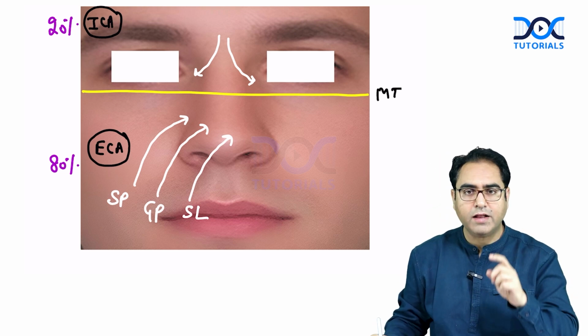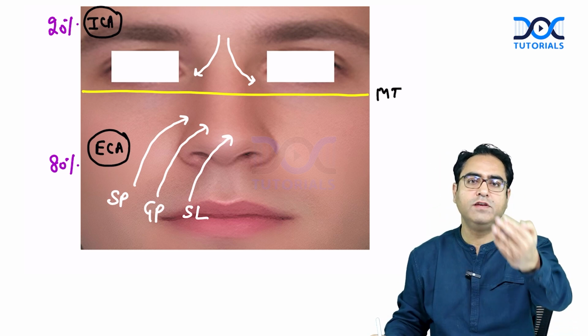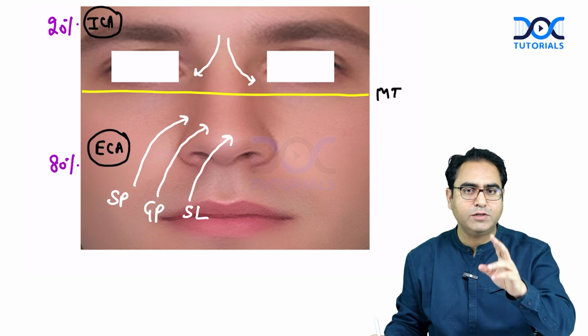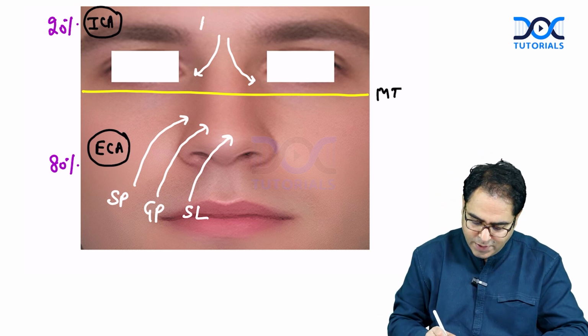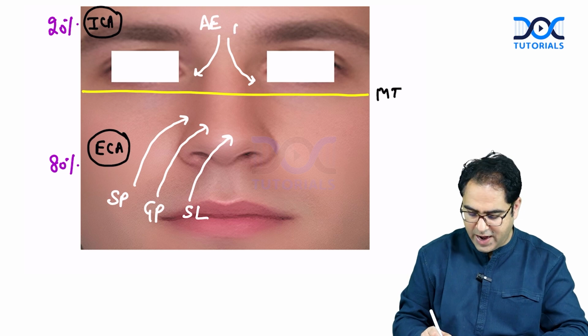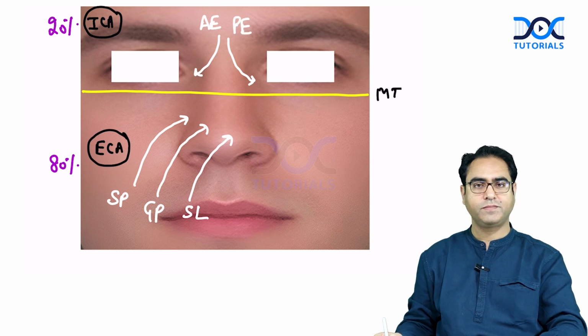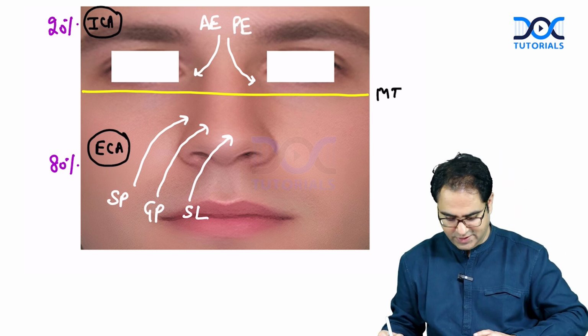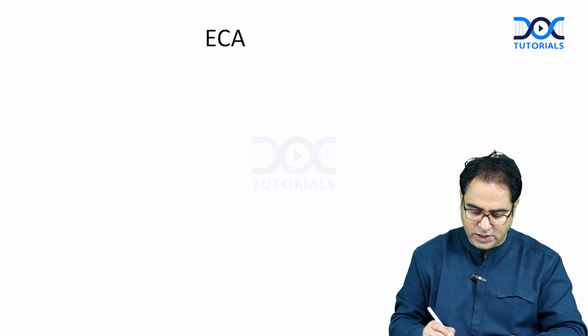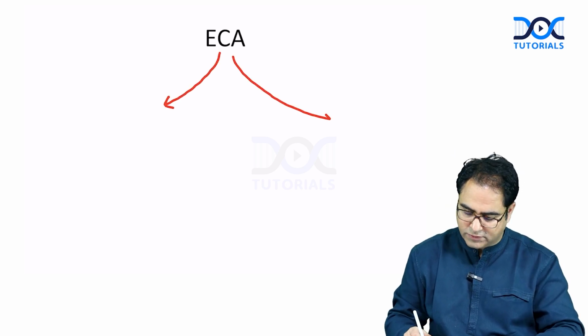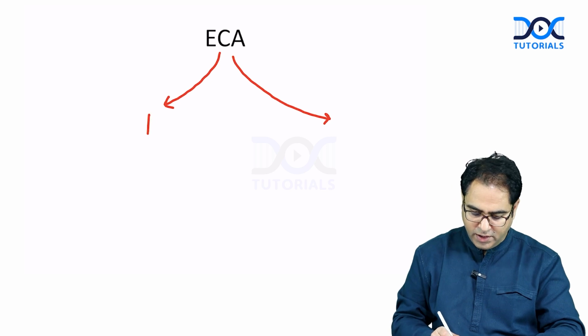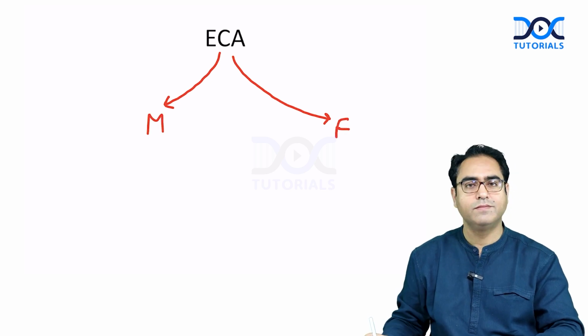Now, let us guess the 2 branches coming from ICA circulation. Anybody, which bone is between 2 orbits? Yes, ethmoid bone. So, name of artery will be anterior ethmoidal artery and posterior ethmoidal artery. Okay, it's easy. So, let us see the ECA circulation, which is 80% of total circulation. From ECA come 2 branches, maxillary artery and facial artery.